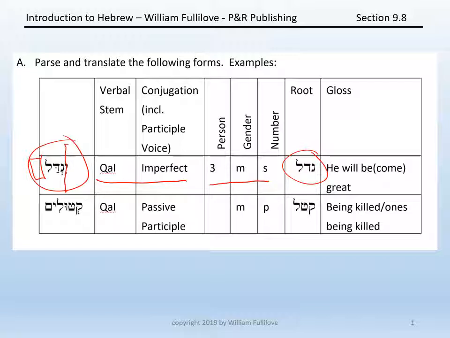But you could also have a form now like kutulim. The tip-off is the u, which tells me I have a Qal passive participle. And then I see im as the ending, which tells me masculine plural of katal, either being killed or ones being killed. Do the rest of Section A to practice your parsing.